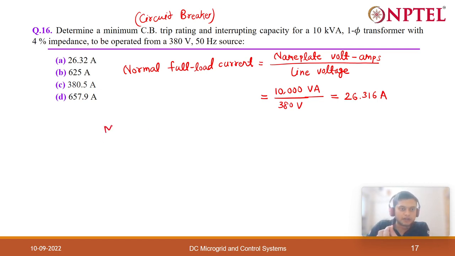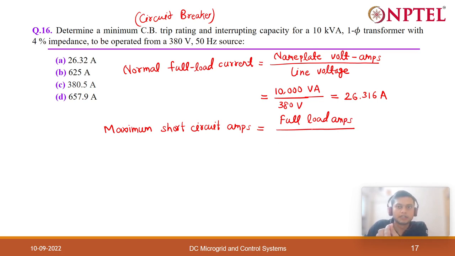Now from that we can find the maximum short circuit amperes. That is full load current divided by the impedance we have been given for the single phase transformer, so divided by 4%. So the normal full load current is 26.316 ampere divided by 4%, 0.04, and you will get the maximum short circuit amperes, that is 657.9 ampere.